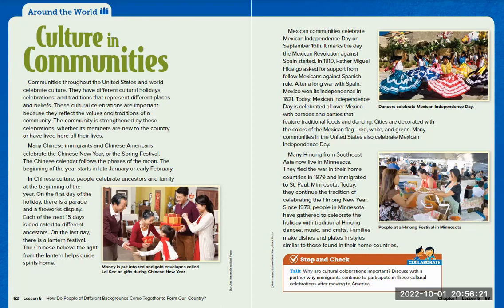On the first day of the holiday, there is a parade and a fireworks display. Each of the next 15 days is dedicated to different ancestors. On the last day, there is a lantern festival. The Chinese believe the light from the lantern helps guide spirits home.